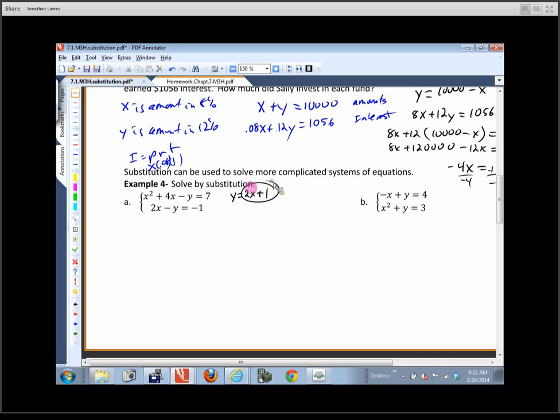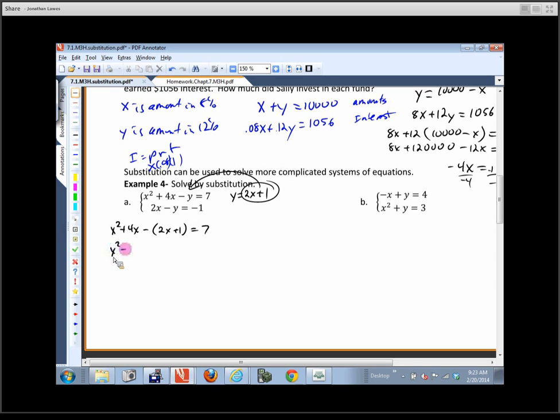I'm then going to take this and put it in right there. And again, you've got to be careful with this. x squared plus 4x minus, I would put these in parentheses, so minus (2x plus 1) equals 7. And from there, you've got to rack your brain a little bit because it's been quite a while since we did this, probably several months since we solved one like this.